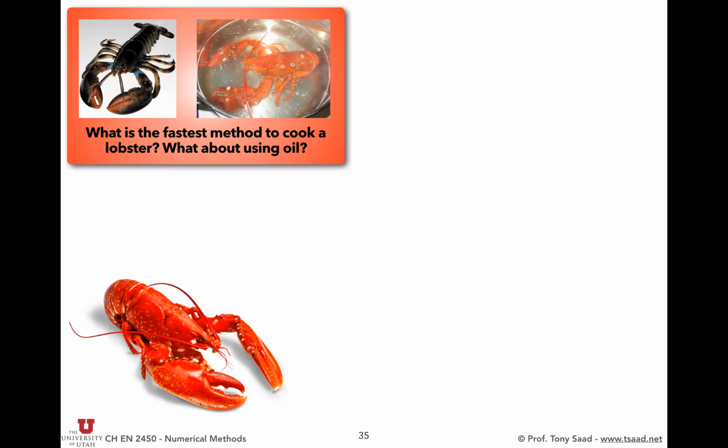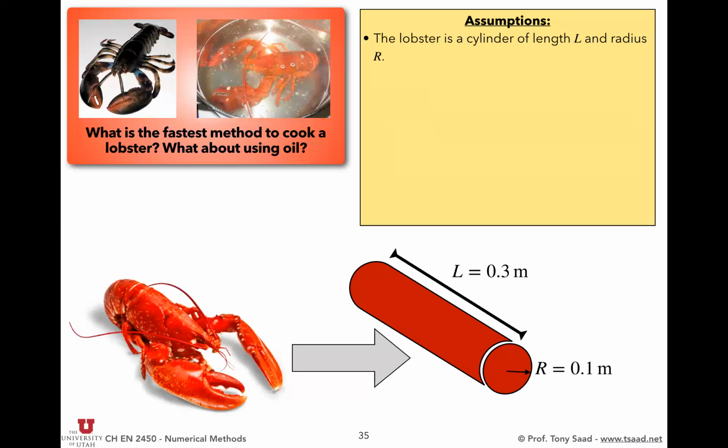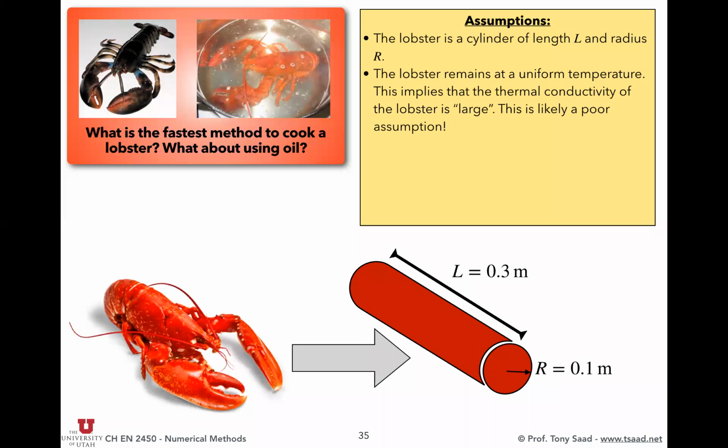Anyway, for the purposes of the story, we're going to assume that the lobster is a cylinder of length L and radius R. We can specify those. Some numbers I picked up from the market are 0.3 meters for an average adult lobster from Red Lobster, and a radius of 0.1 meter on average. And we're going to assume that the lobster remains at a uniform temperature. That may not mean much to you now until you take heat transfer, but that has implications on the equation that we will develop.